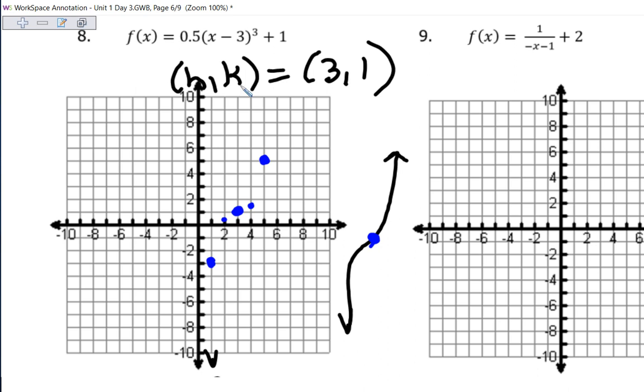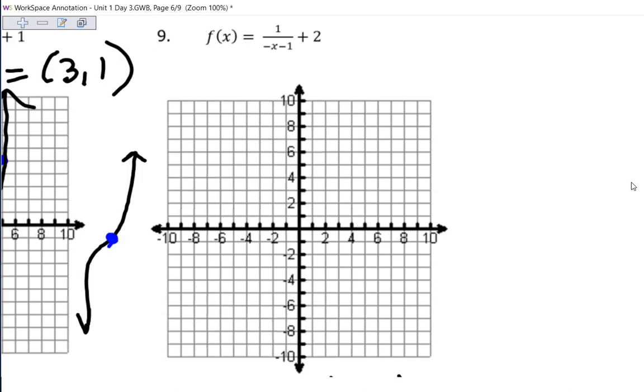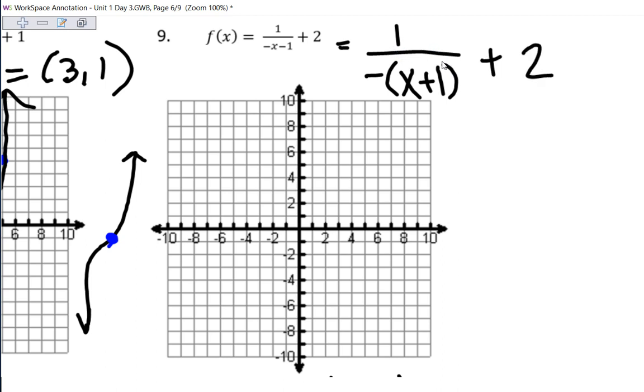Next one, number 9. What's the parent function here? Rational. Now, if you have a negative in front of the x and you don't have parentheses, you need to make sure you have parentheses. So we have our x minus h. So go ahead and factor out that negative in front of the x. So inside the parentheses, I need to have x minus h. So when I factor out the negative 1, what goes in the parentheses? X plus 1. And then for the k value, it's positive 2. So get it in vertex form by factoring out the negative.